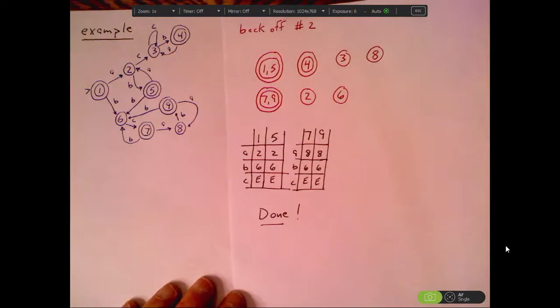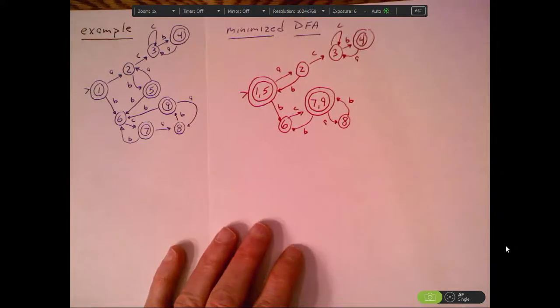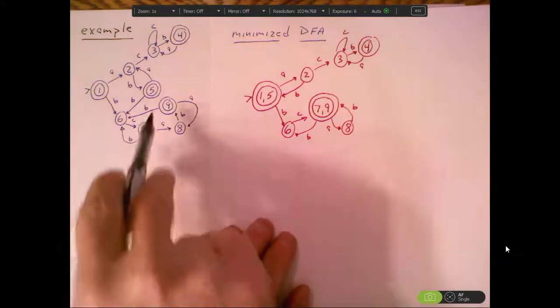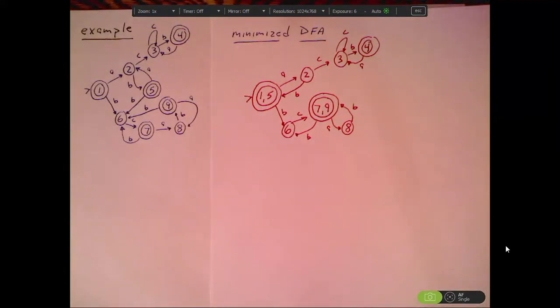So let me just finish up by showing you that minimal machine now. Right, the minimal machine keeps 1 and 5 together and 7 and 9 together. So in fact, these two things can be collapsed because they have the same behavior. 7 and 9 can be collapsed because they have the same behavior. And I end up with a machine that recognizes the same language but has 2 fewer states, which the underlying proof demonstrates has to be the minimal number of states to recognize that language.